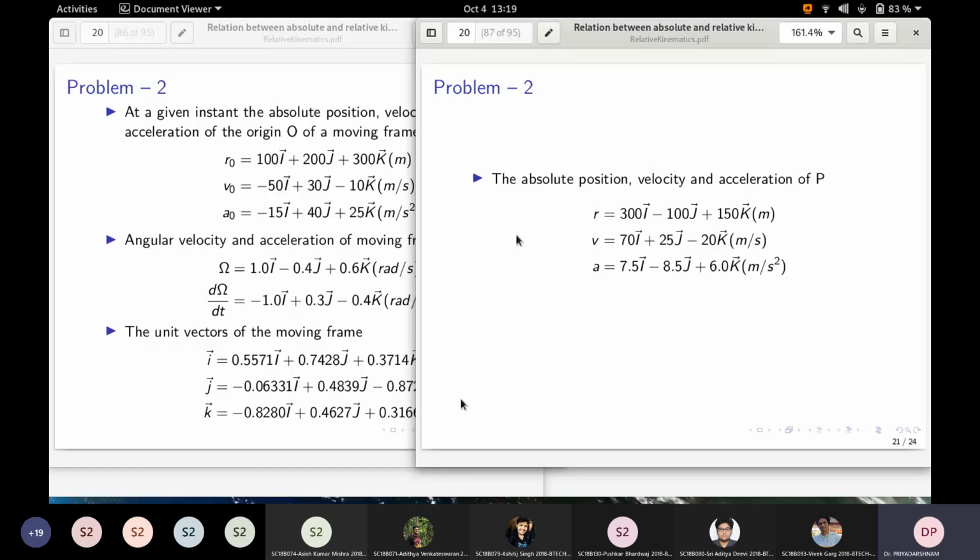The absolute position, velocity and acceleration of P are given. Find out the velocity and acceleration of P relative to the moving frame.